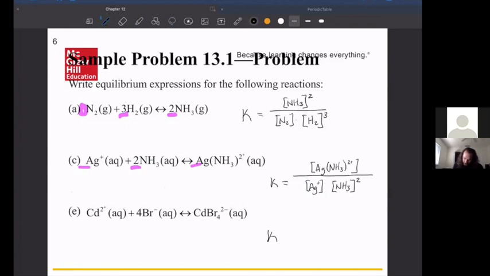Okay, lastly, again, products over reactants. So CdBr4, whoops, I'll be good and put the charge in there, 2 minus, divided by the concentration of cadmium ions, the concentration of bromide ions, and then again, going back and adding those stoichiometric coefficients. I don't have anything out front of these, but I have to raise the bromide concentration to the power of 4. Okay, so given a balanced chemical equation, you can form the expression for the equilibrium constant.